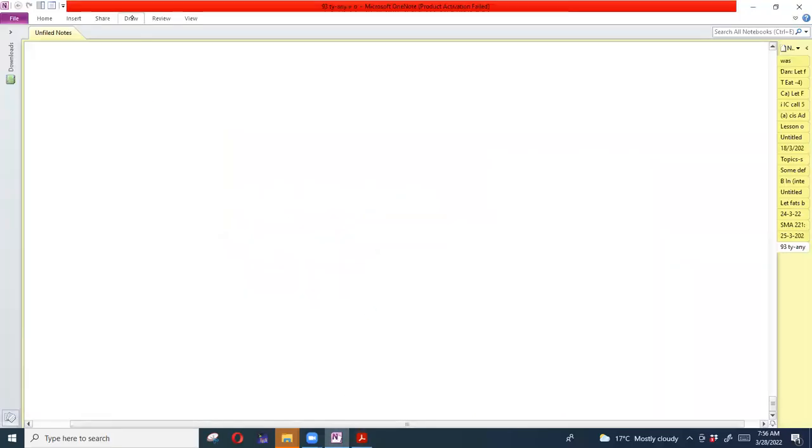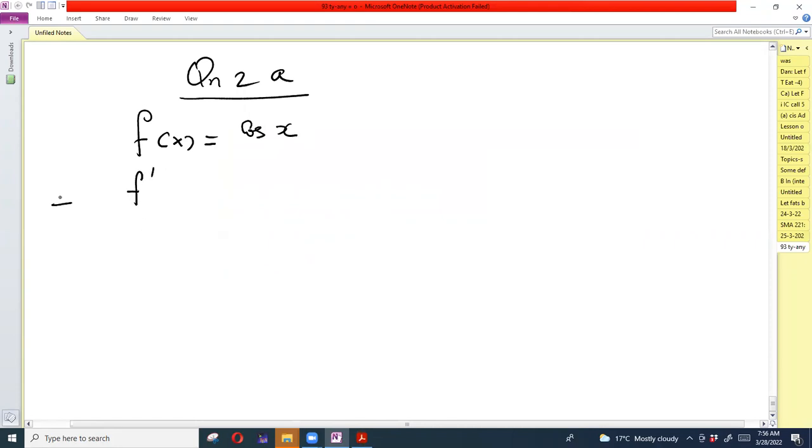Solution. Now, f of x is given by cosine of x. So the first derivative, this implies f prime of x. When you differentiate a cos function, you get negative sine function. Now, when you differentiate a negative sine function, you'll get negative cos function.